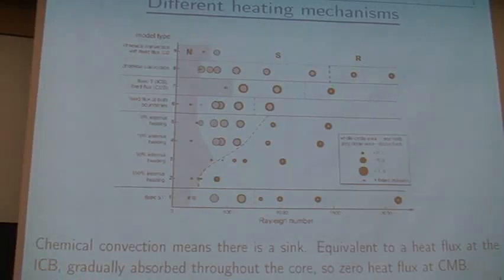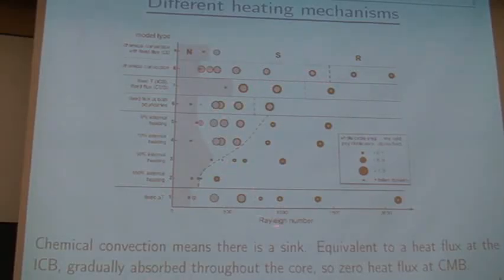You can also look at possibilities of different heating mechanisms. So you can ask the question, suppose you have differential heating, or suppose you have internal heating, or suppose you have a model which is modelling compositional convection. You could ask yourself, whereabouts in the parameter space do you actually get dynamos occurring? And basically, the main message from this is that internal heating is somewhat different, but all the others are only quantitatively different.